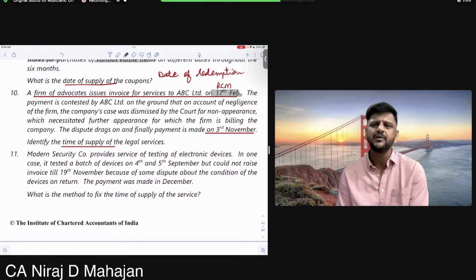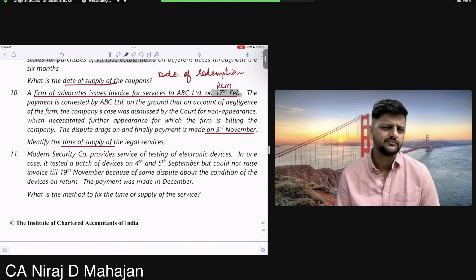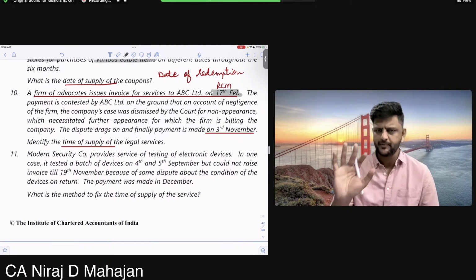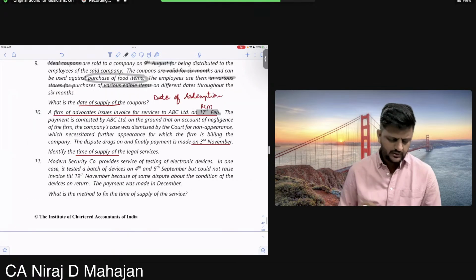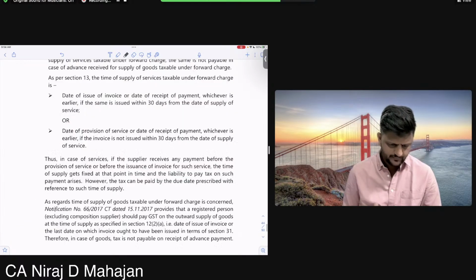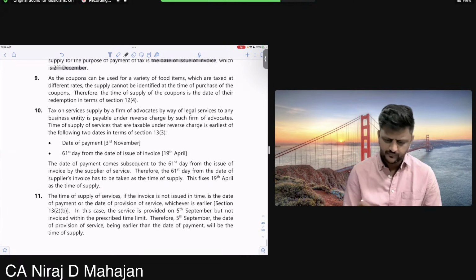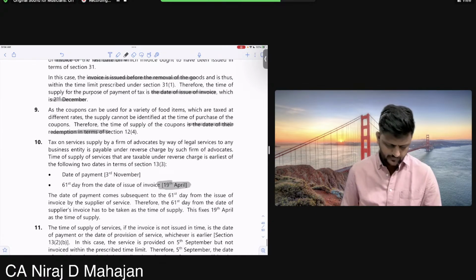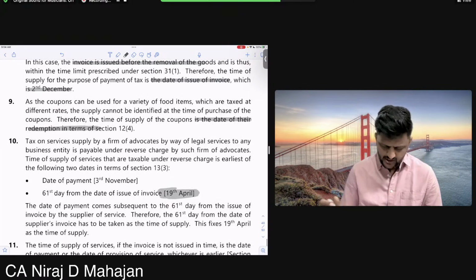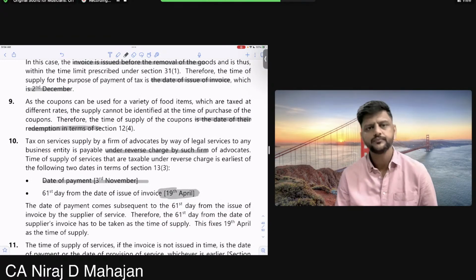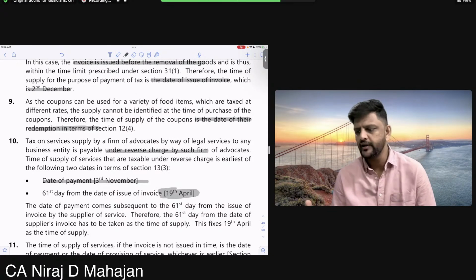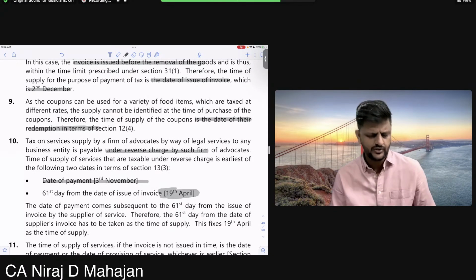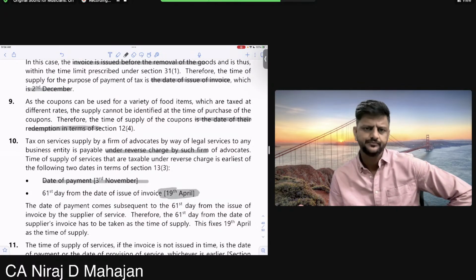So 17 or 18 April is the 61st day. My answer is April. 9 and 10 done. Done, everybody? So date of payment 3rd November or 61st day, whichever is earlier. Why? Because it is applicable on RCM, by the way. I have told you where RCM is applicable, so I am using that only. Okay, everybody, is it okay?